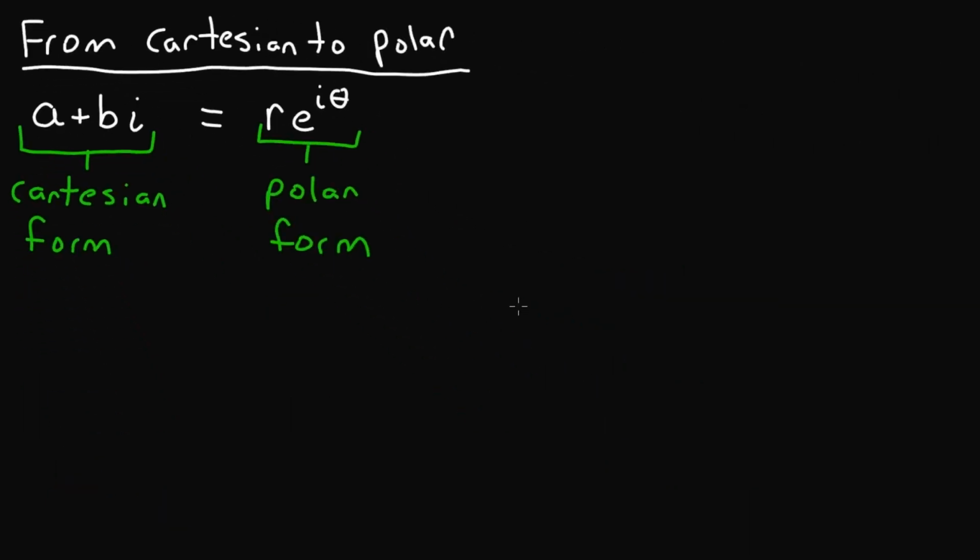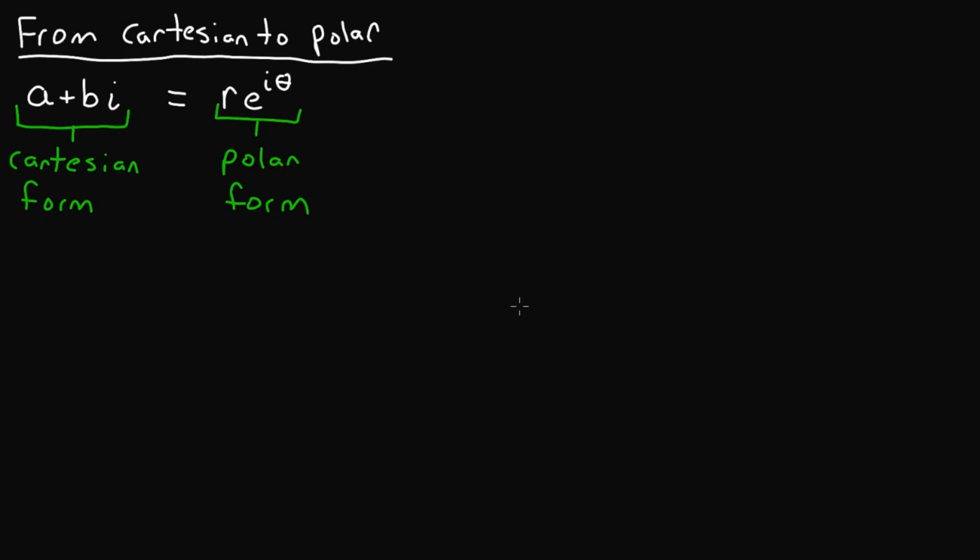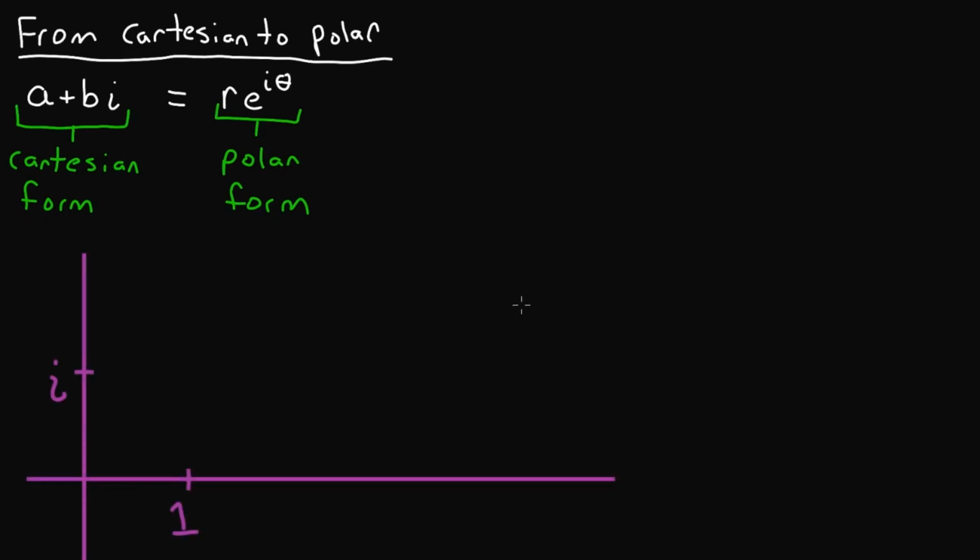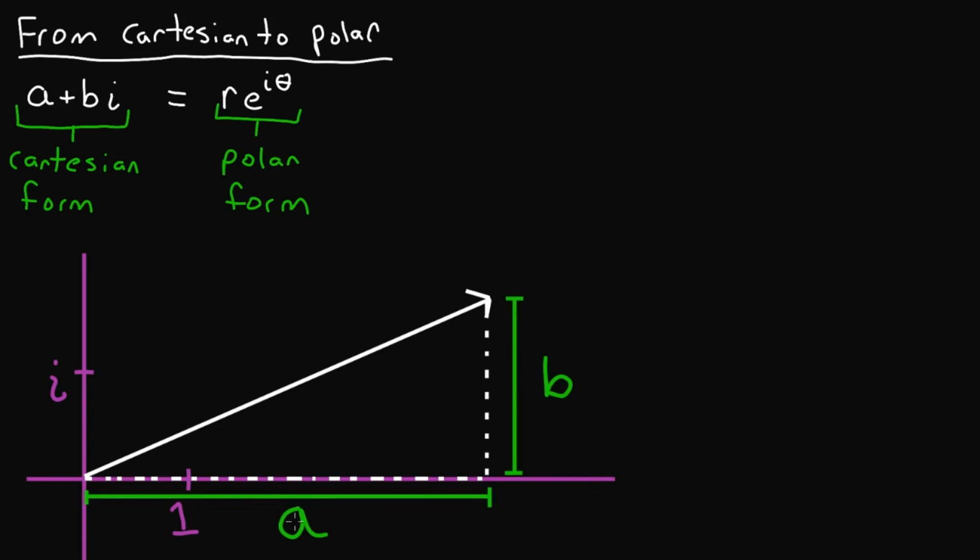I'll show you. Let's build a complex plane, and now we'll start with an arrow representing some complex number. Since we're starting with Cartesian form, we want to describe this arrow in terms of how far we walk along the real and imaginary axis. So let's build a triangle. And assuming that this arrow represents our number a + bi, this means that the horizontal length is a and the vertical length is b.